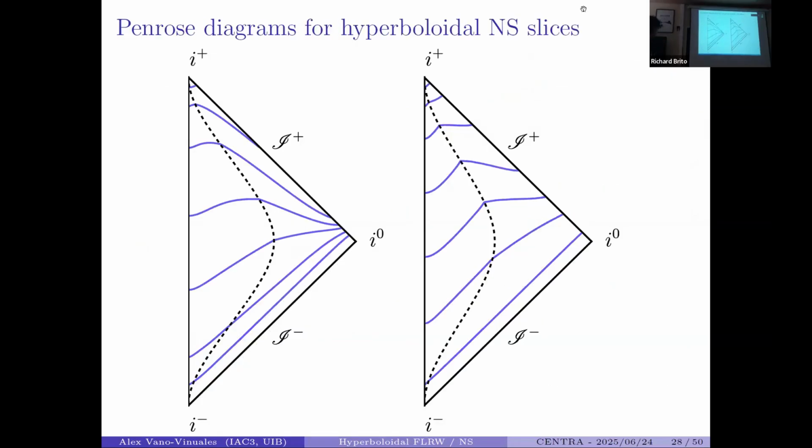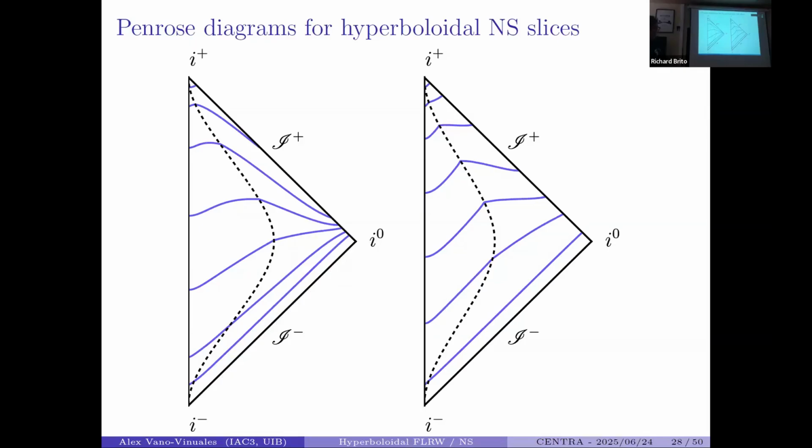And now, if you want to plot this type of slices in a Penrose diagram, that's what you get. So the difference between both is the initial polytrope was not exactly the same, and also the choice of the constant mean curvature was not exactly the same, but they both correspond to different neutron star slices. So a foliation of the neutron star spacetime on a Penrose diagram, and this dashed line is the surface of the star.